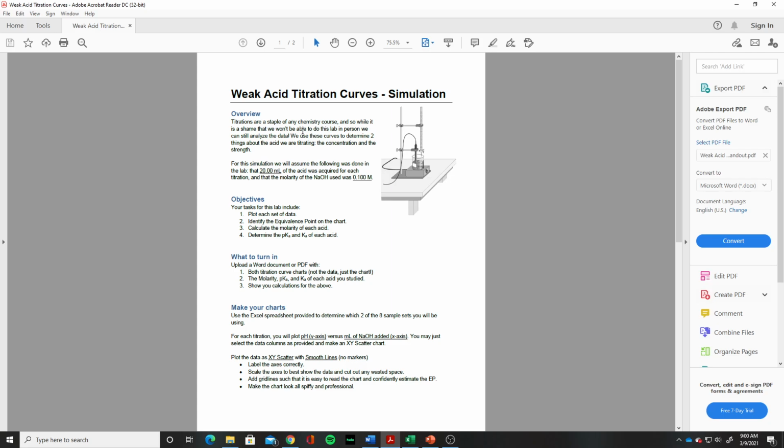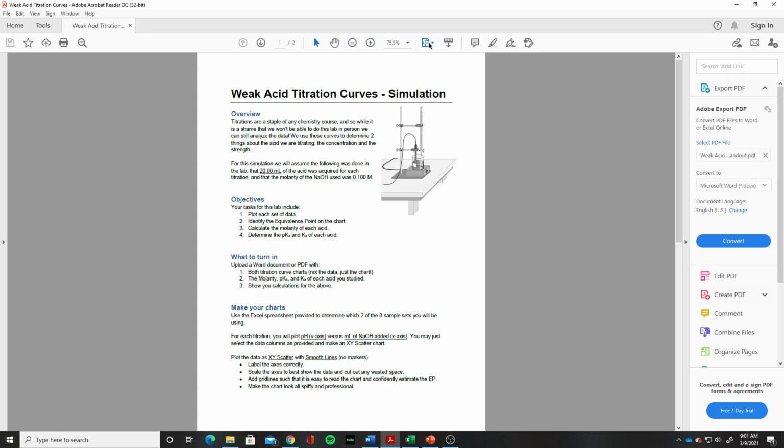Now, if we were doing lab on campus, we would probably have at least 2 different titration labs, where you would do probably weak acid titration and then perhaps a weak base titration, or even maybe a strong acid, strong base titration. But usually we do at least 2 titration labs. Unfortunately, since we're not on campus, we are kind of limited in terms of what we can do here. So what we're going to do instead is a simulation.